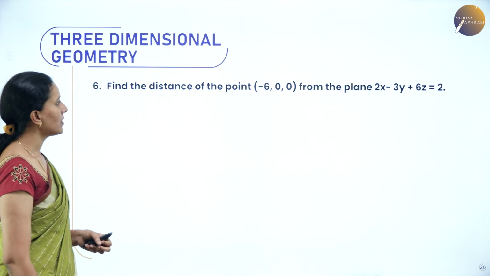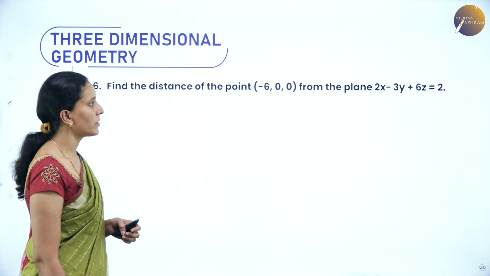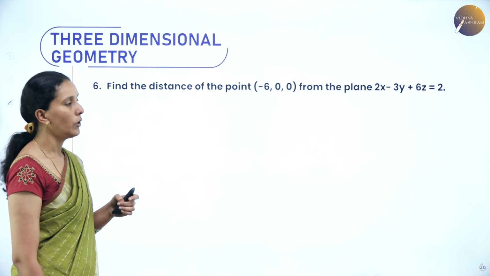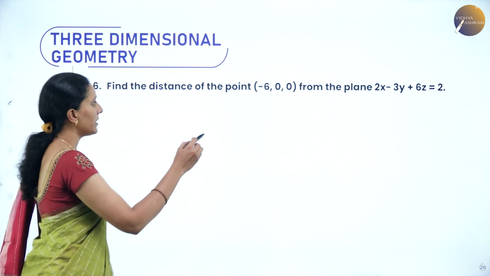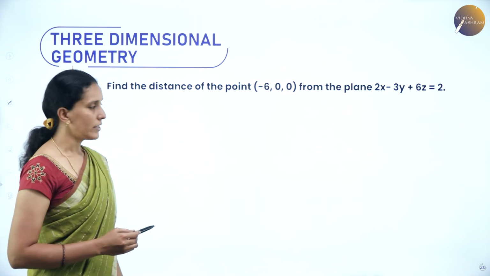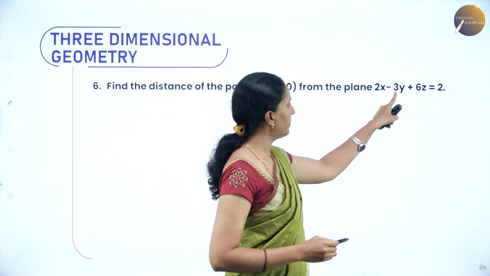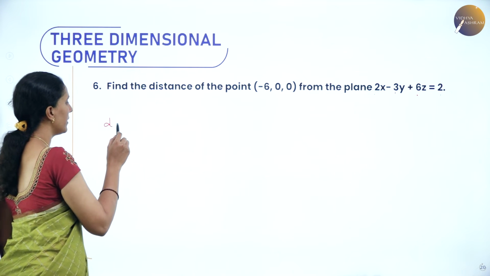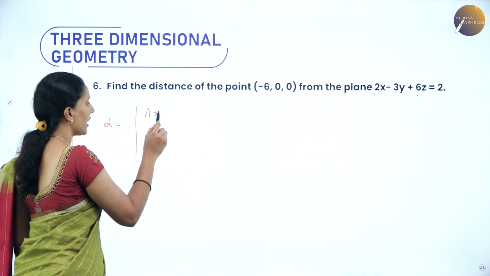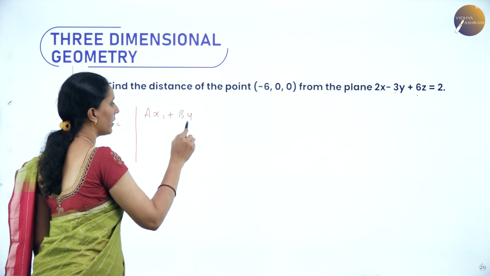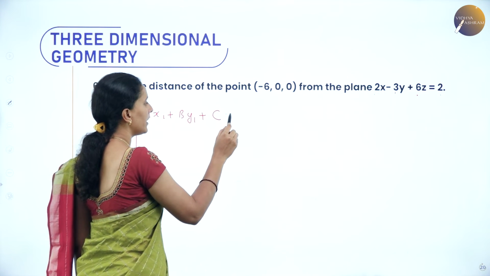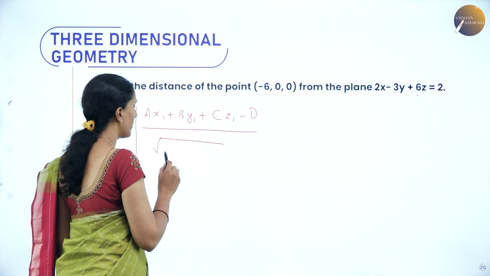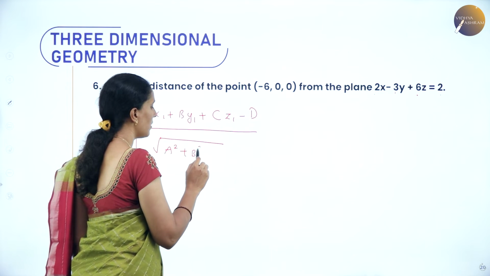Next, find the distance of a point (-6, 0, 0) from the plane 2x - 3y + 6z = 2. So here let me take this as x1, y1, z1, and here we have a, b, c and d. So let me take the Cartesian form. Distance d is equal to modulus of ax1 + by1 + cz1 - d, whole divided by square root of a square plus b square plus c square.